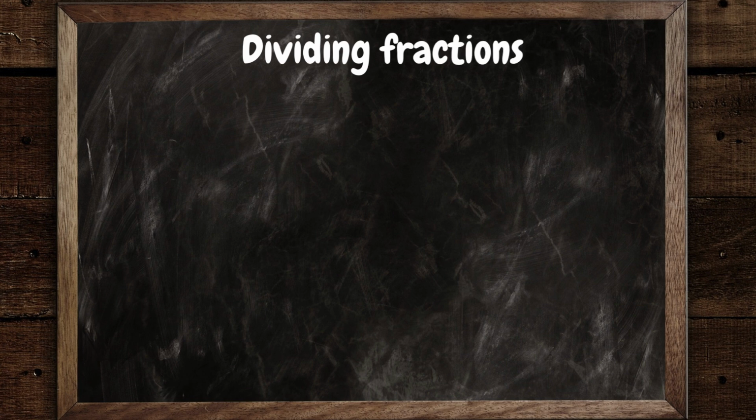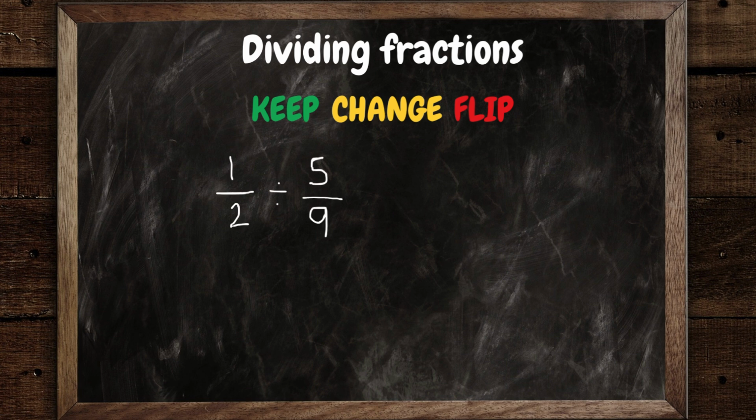Now, if we're dividing fractions, it is slightly complicated, but all you need to do is remember the key rule, which is keep, change, and flip. So let's go over it step by step. If you have a question like this, 1/2 divided by 5/9, your first step, following the rule, is to keep the first fraction as it is. So in this case, 1/2 stays the same.